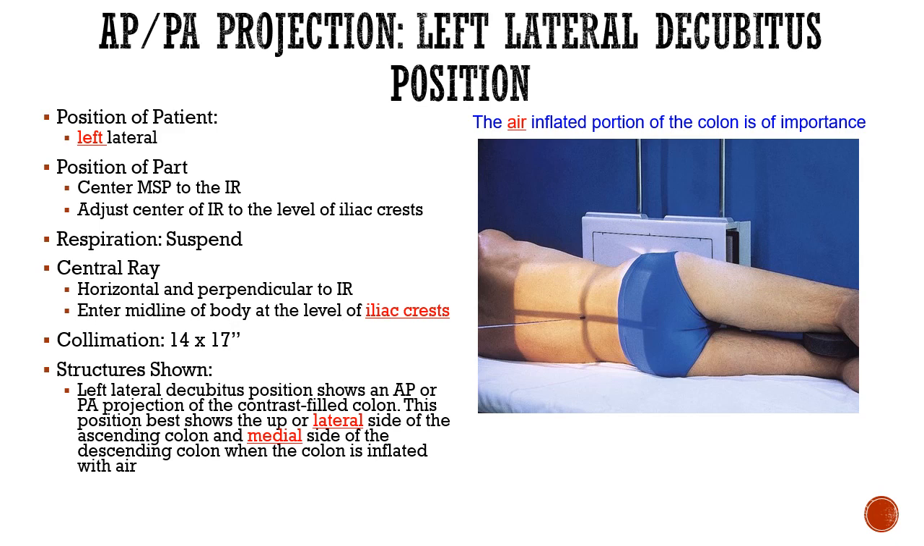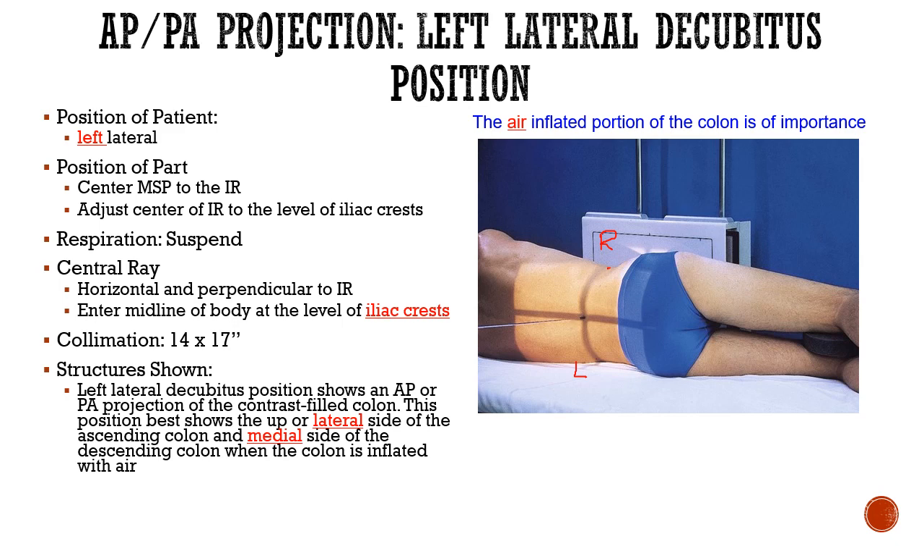On the AP or PA projection, now this time they happen to have the patient in the PA projection, left lateral decubitus position. The air inflated portion of the colon is still important, where the patient is in a left lateral. We're centering our mid-sagittal plane to the image receptor. We're going to adjust the center of the image receptor to the level of the iliac crest. We're going to suspend respiration. Now this time our left side is down, so it's a left lateral decubitus, and our right side is up. We're going to center at the level of the iliac crest again. We're going to have a 14 by 17 collimation.